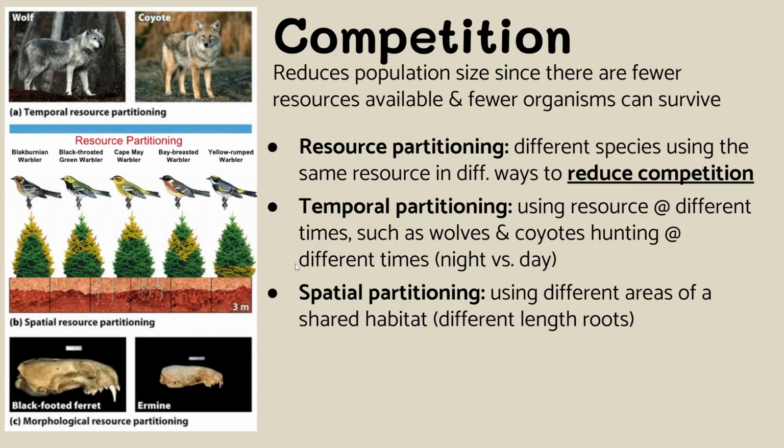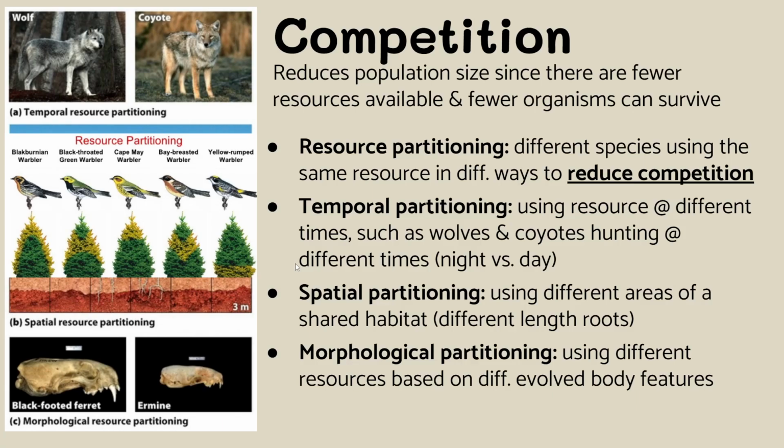Morphological partitioning is when species that hunt for the same resource will evolve slightly different body features in order to utilize different portions of that resource. Here we have a ferret and an ermine. They have evolved slightly different jaw sizes and slightly different tooth patterns, which enables them to hunt for different sized prey. This makes it so they do not have to compete directly for the same exact resource.